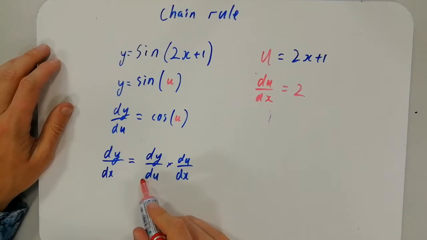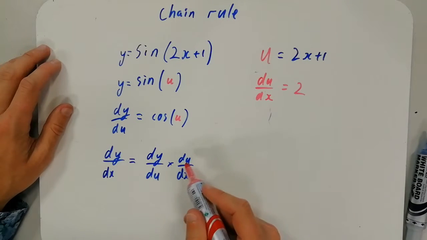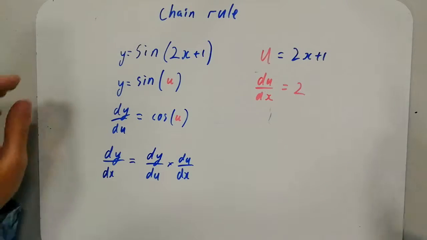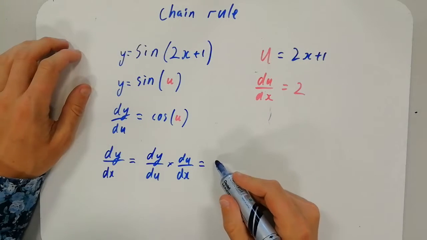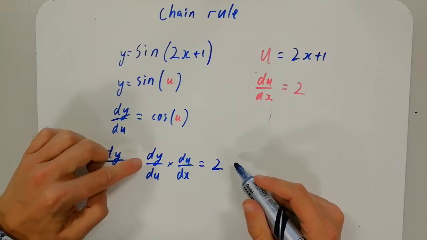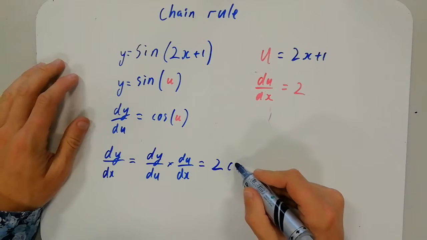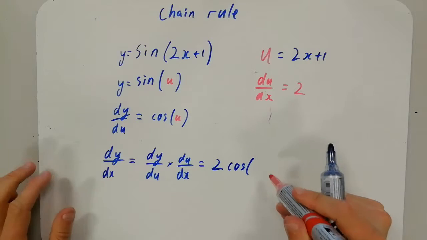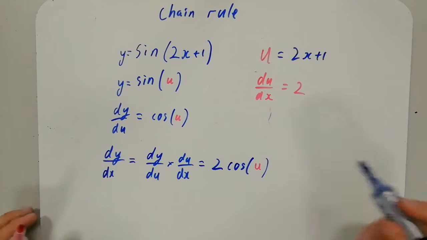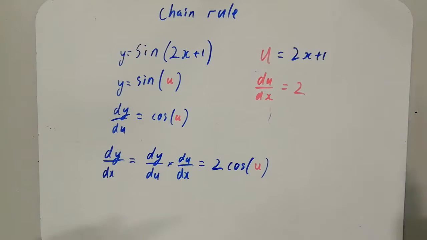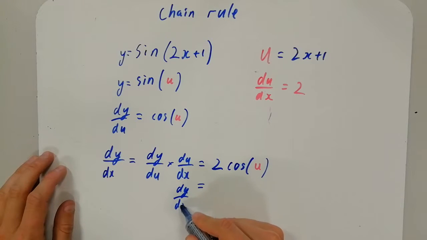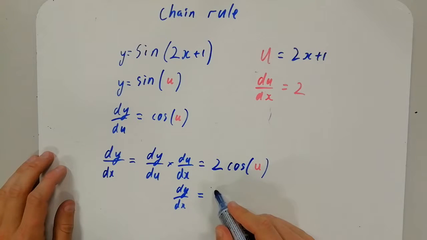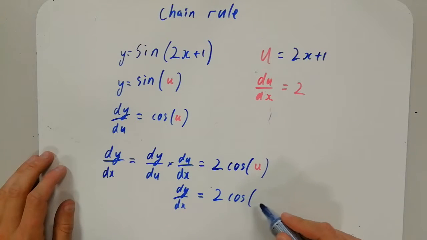You can kind of see those dummy variables, du's, it looks like they cancel. Okay, so du dx, that was just 2. And dy du was cos of u. But remember that u is just a dummy variable. So dy dx is actually equal to 2 cos of 2x plus 1.